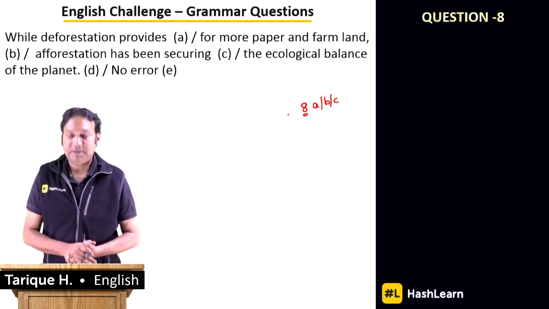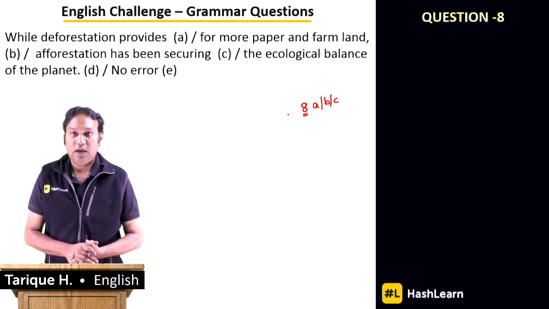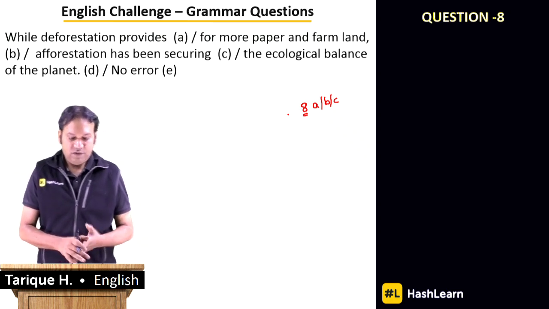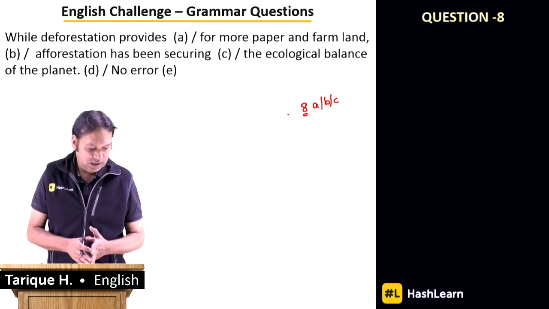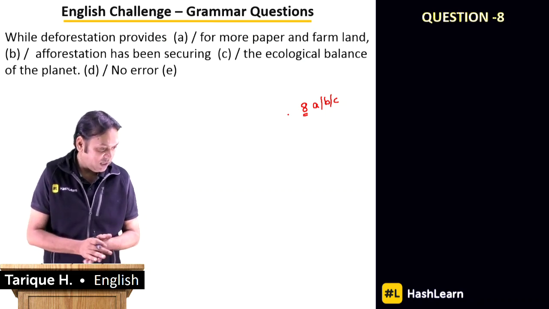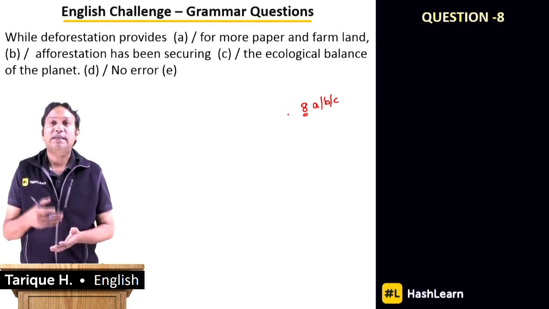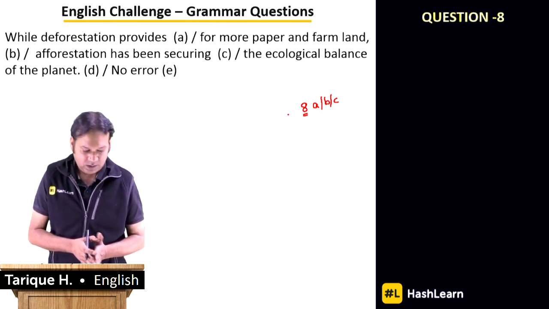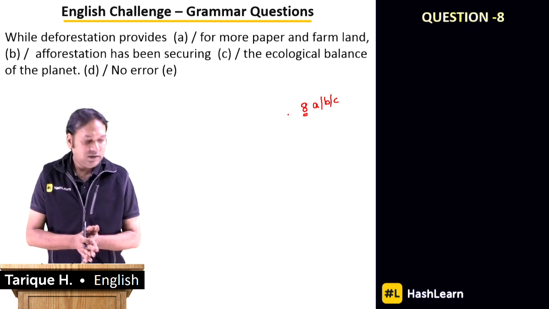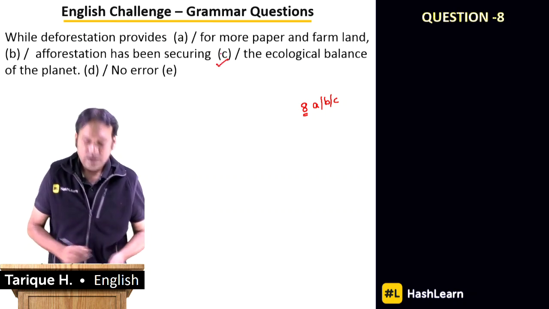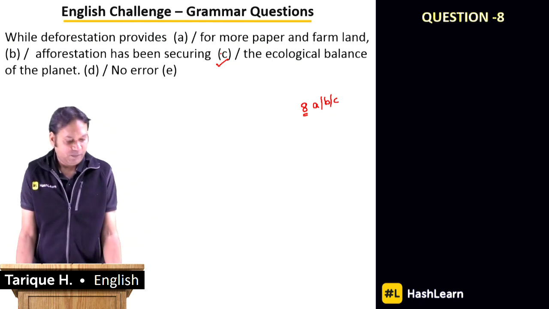afforestation has been securing the ecological balance of the planet. So if you're posting your answer, post the question number also. For example, Sukesh has posted the answer as C. Suppose it is 8C. So I'll know that, okay, this is the answer for question number 8. The correct answer for this question is C. C is where we have the mistake.